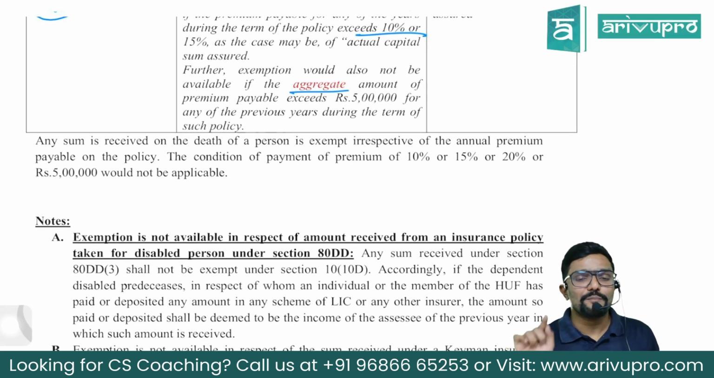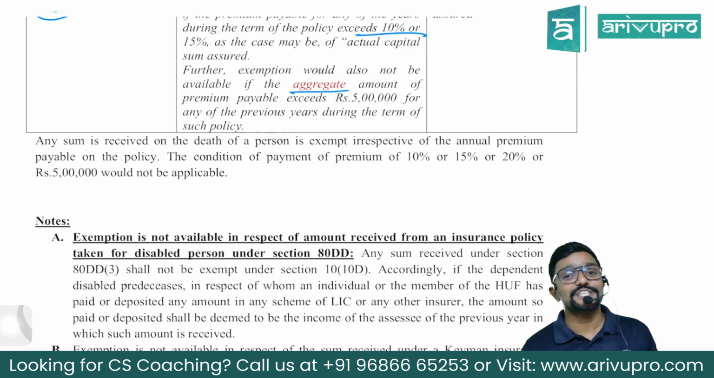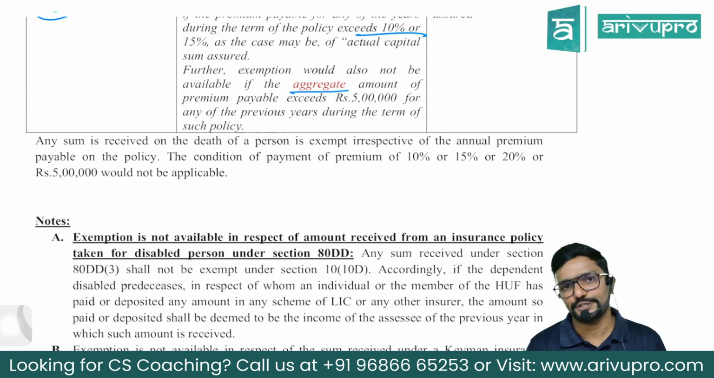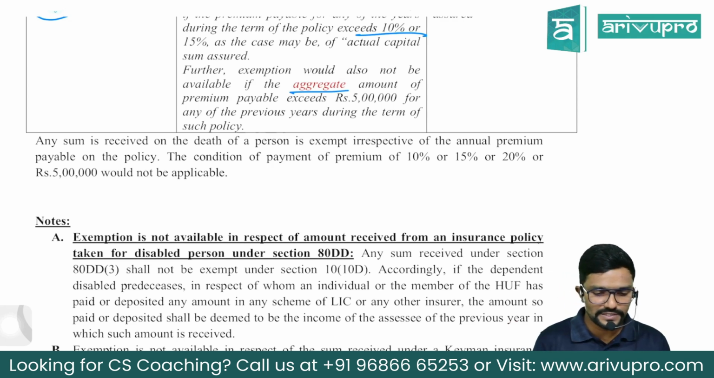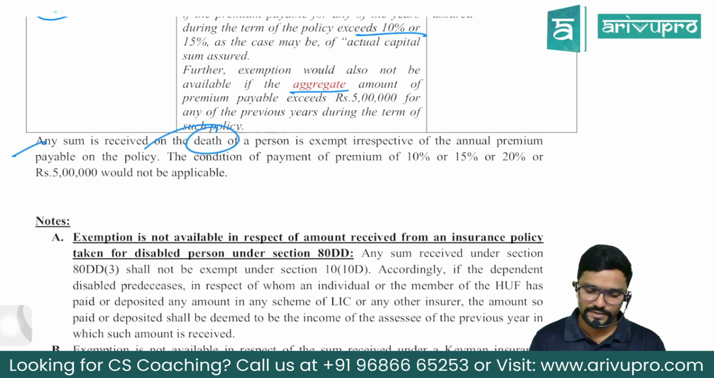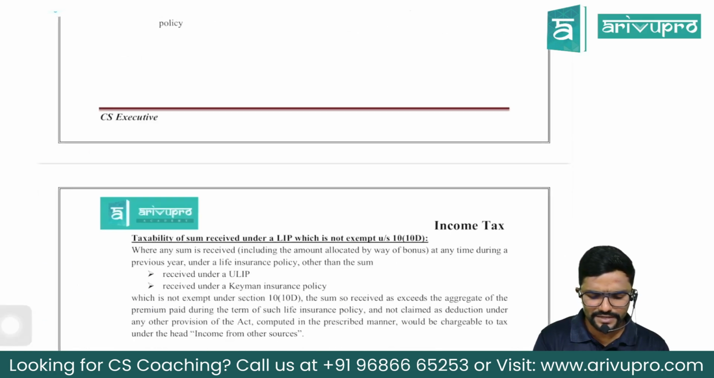Sir, what if the policy matures on the death of the insured? Then there is no condition. It is fully exempt for the nominee who is receiving the sum assured. Full exemption is available, guys. So percentage limit is also not applicable. Monetary limit also would not be applicable. So that is what I have mentioned here. Any sum received on the death of the person is exempt irrespective of the annual premium payable on the policy. Yes, all these notes we already covered in the class.